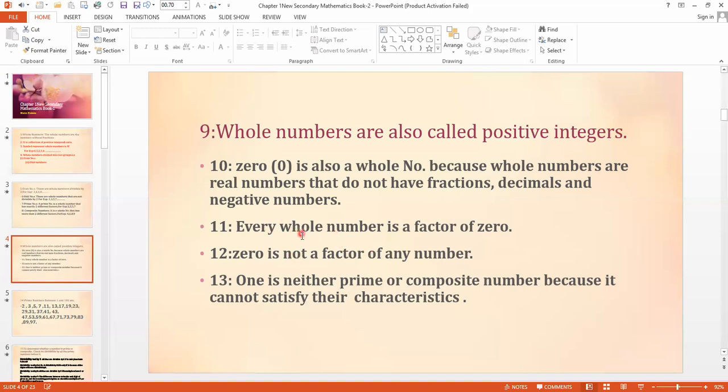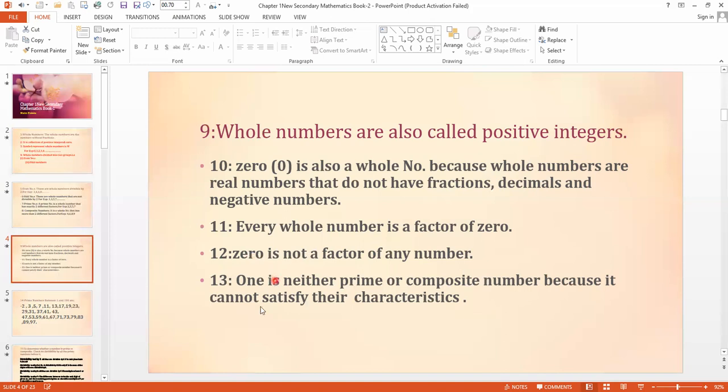Number 11, every whole number is a factor of 0. Every number which exists in this world is a factor of 0. Number 12, 0 is not a factor of any number. As you know, 1 is a factor of every number, but 0 is not a factor of any number, while all the numbers are factors of 0. These 2 points are very important.